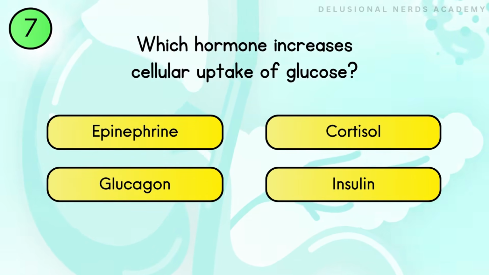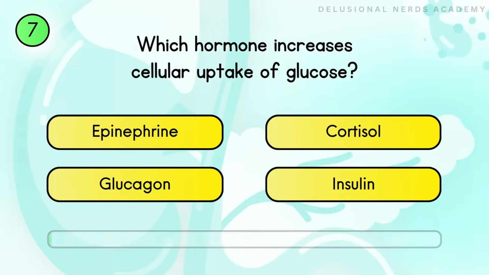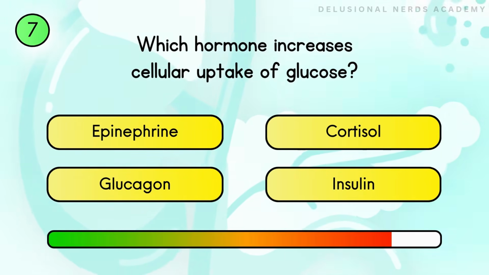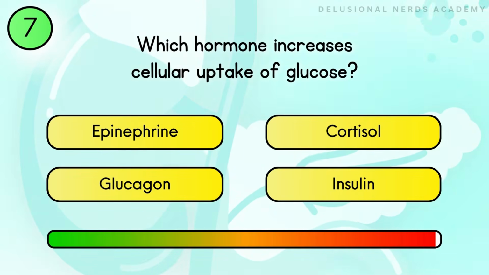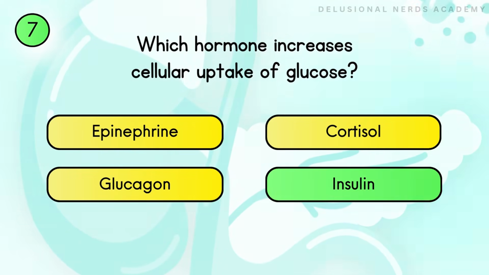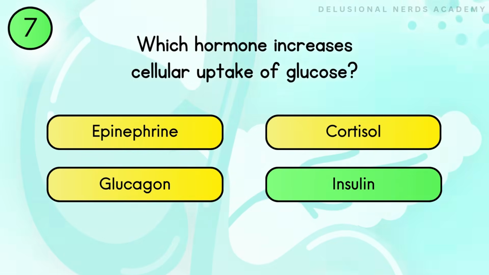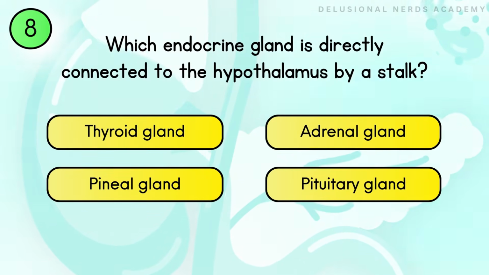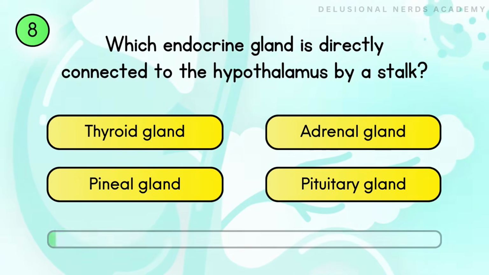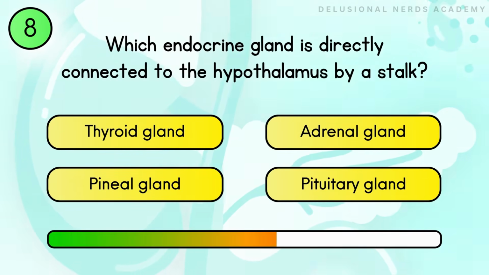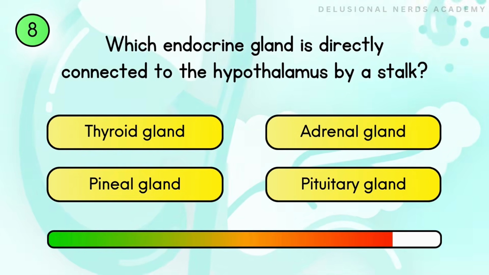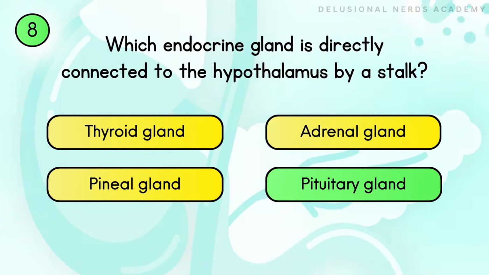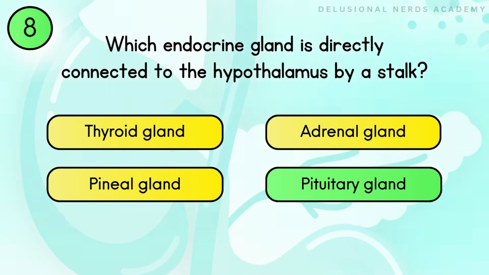Which hormone increases cellular uptake of glucose? Insulin signals body cells to absorb glucose from the bloodstream. Which endocrine gland is directly connected to the hypothalamus by a stalk? The pituitary gland is connected to the hypothalamus through a stalk.